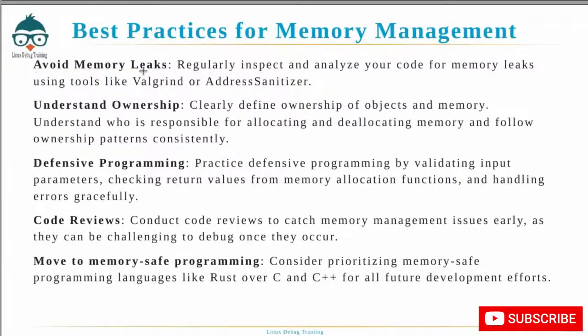Avoid memory leaks. Regularly inspect and analyze your code for memory leaks using tools like Valgrind and Address Sanitizer. Understand ownership. Clearly define the ownership of objects and memory. Understand who is responsible for allocating and deallocating the memory and follow that ownership pattern consistently.